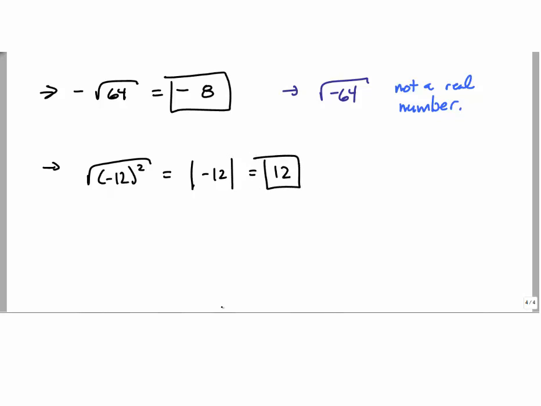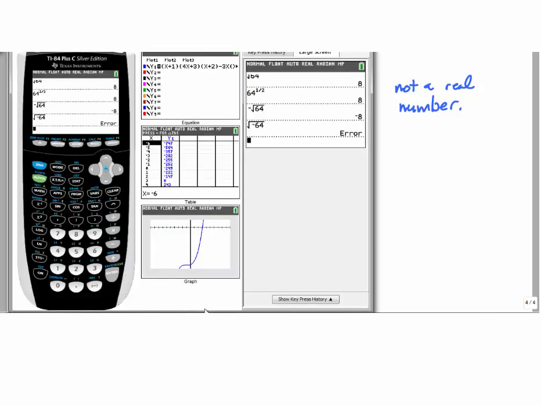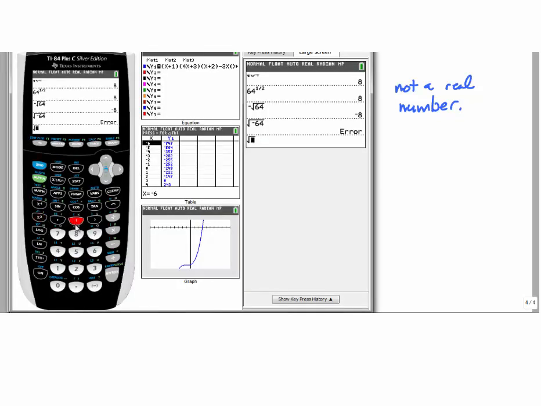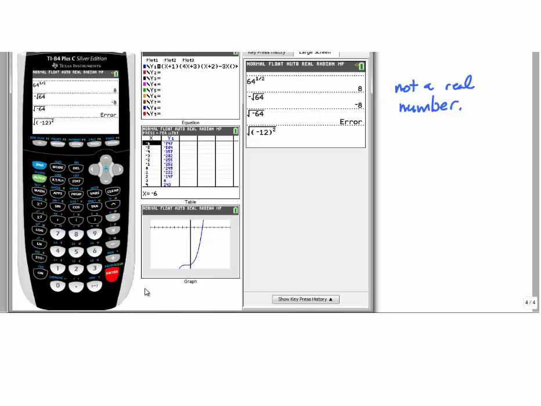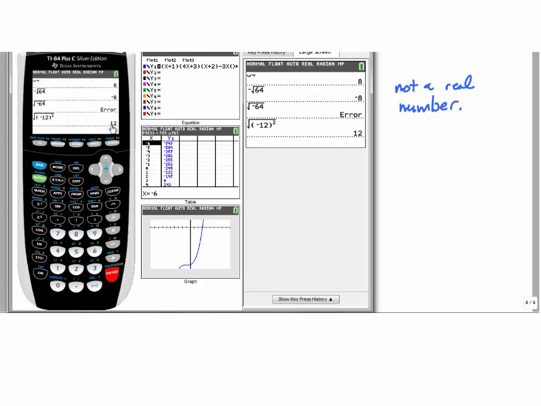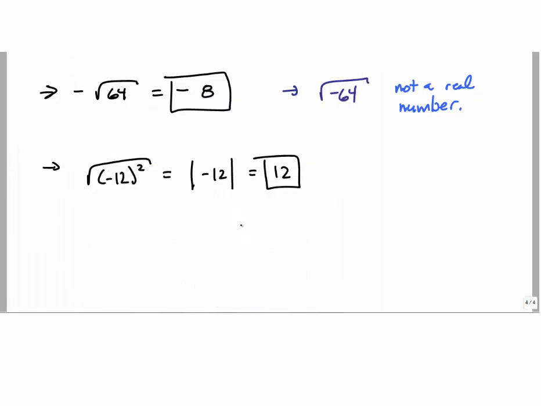Now, let's go ahead and double check this on our calculator to see what it thinks. Some of the things that we're doing in class, the calculator is not going to be so great at. So that's why it's also important that we know how to work these types of problems. Okay, calculator's good with this. What it did is it took negative 12 times negative 12 and it got 144. And the square root of 144, of course, is 12. So that's another way that we could think of this same thing.